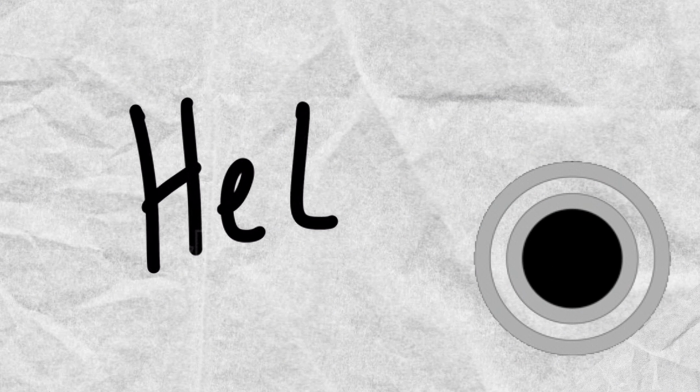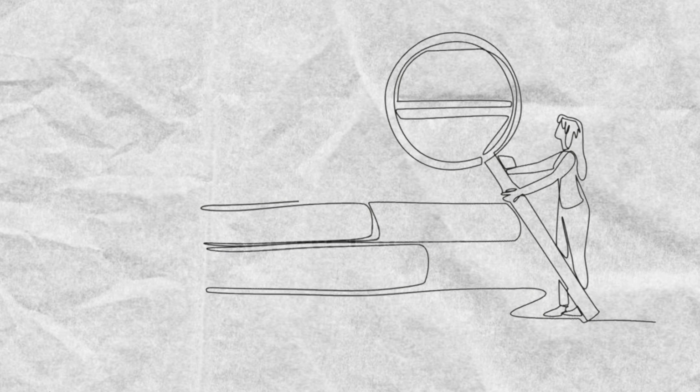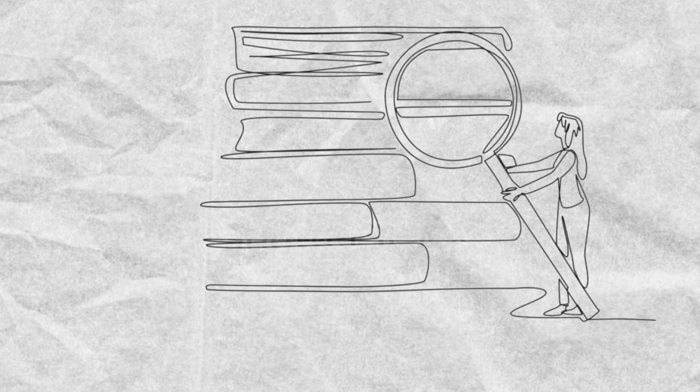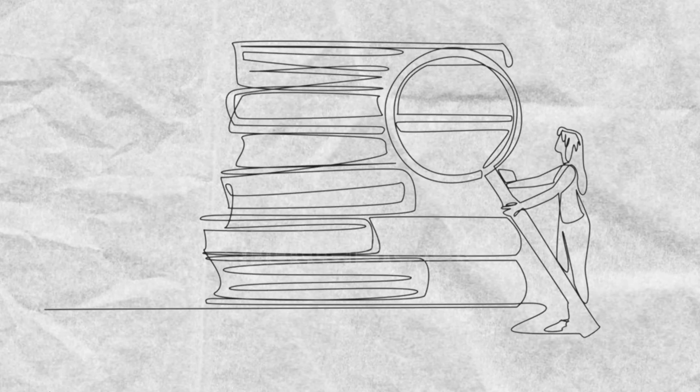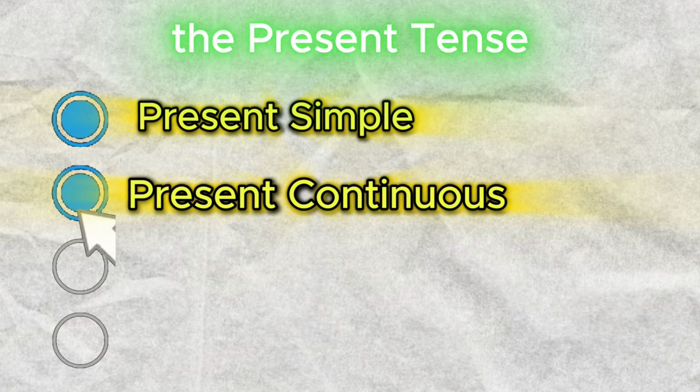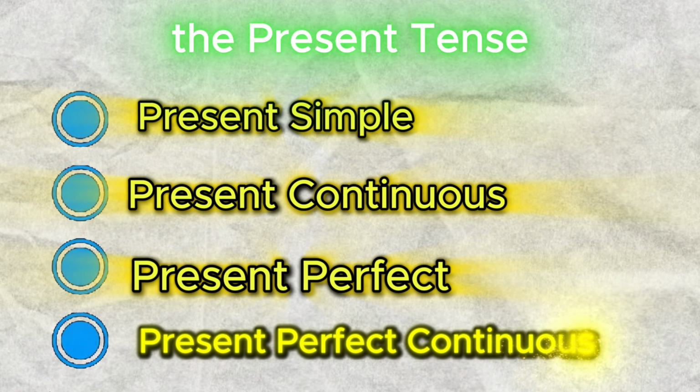In today's video, we'll be exploring a crucial topic in English grammar, the present tense. Understanding the present tense will help you communicate more clearly and effectively. So let's break it down into the four main forms: present simple, present continuous, present perfect, and present perfect continuous. Let's dive in. What is present tense?